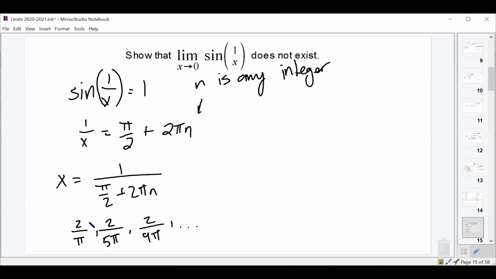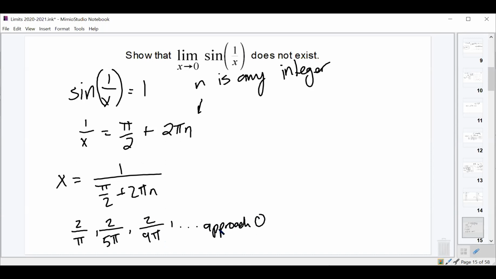And what can you tell me about each of these? 2 over pi, is that bigger or smaller than 2 over 5 pi? Bigger. 2 over pi is larger than 2 over 5 pi, right? Pretend the pi is just a 3. This is 2/3 and this is 2/15, right? 2/3 is more than 2/15, which is more than 2 over 27, approximately. Each of these is going to get smaller. And where are these going to get closer to? They're going to approach 0.